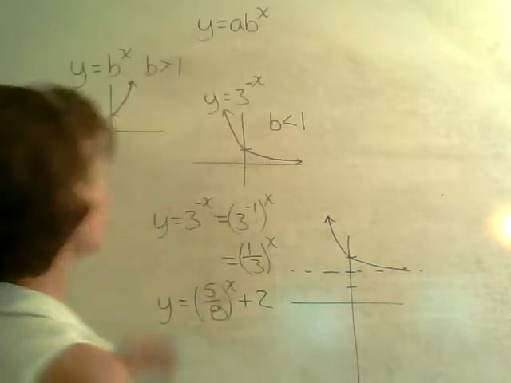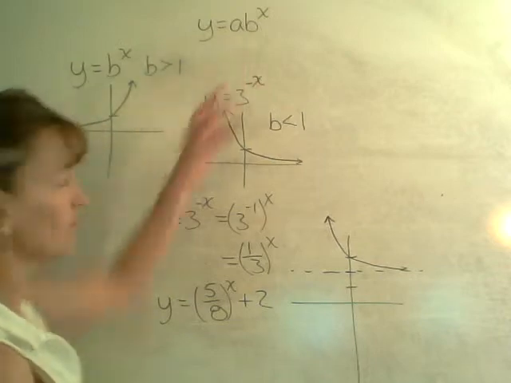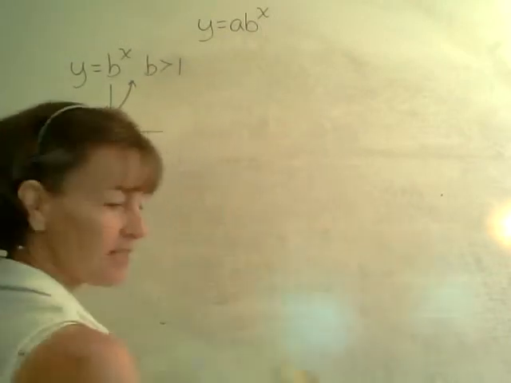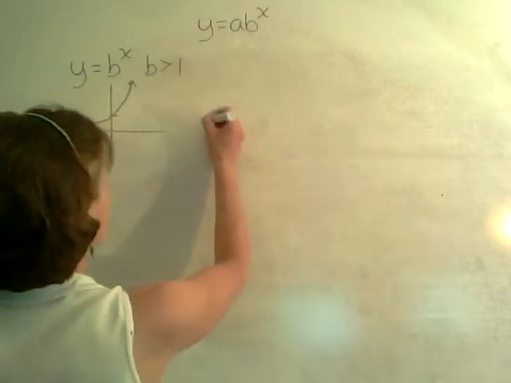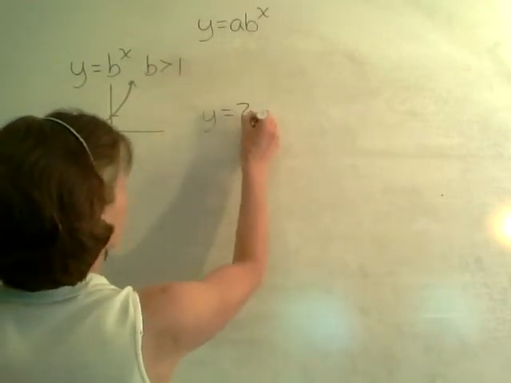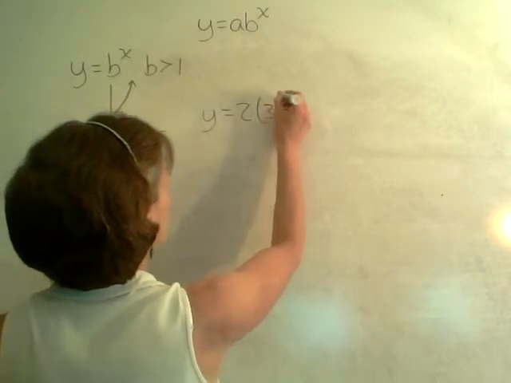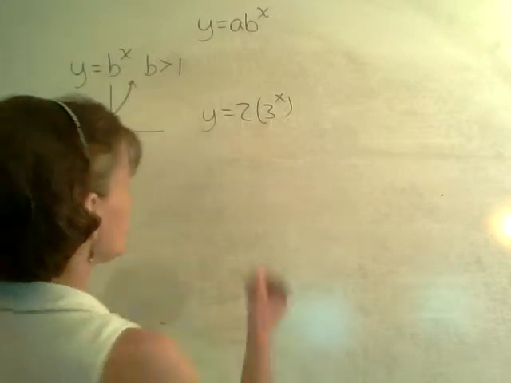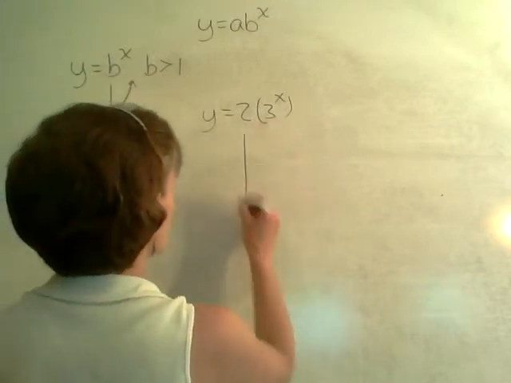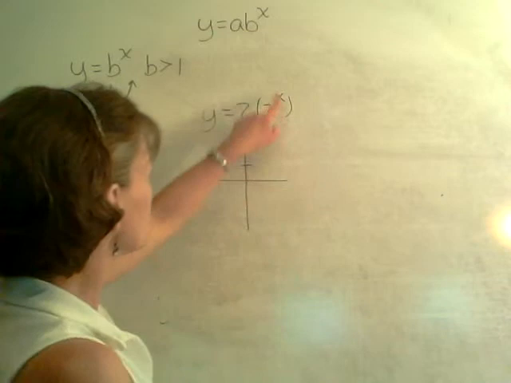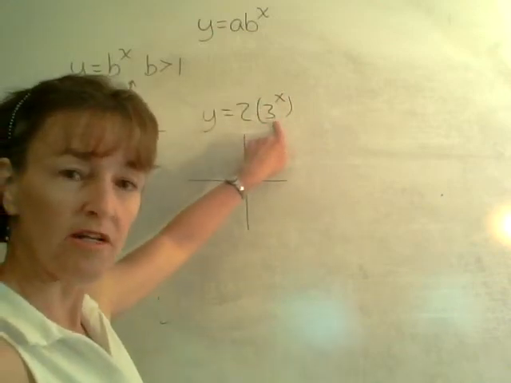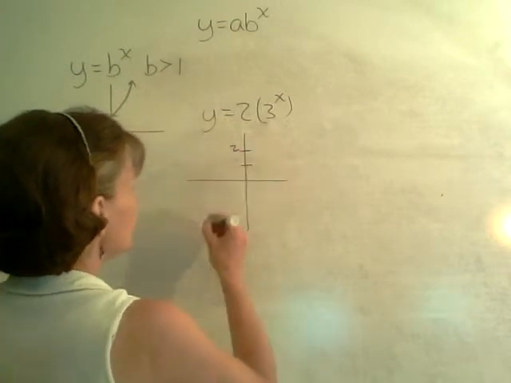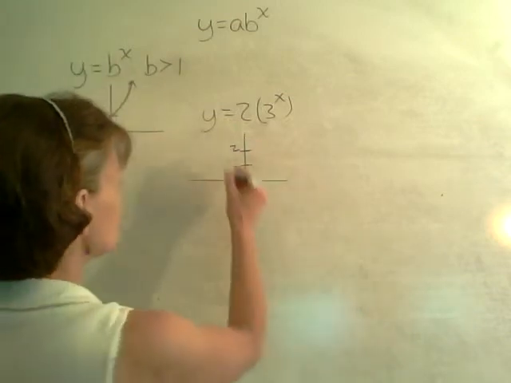All right, so let's briefly talk about what happens when a is not 1. Well, when a is not 1, then it's very easy. Let's suppose that a is 2. So let's say we have y equals 2 times 3 to the x. So we have a as something other than 1. Well, what happens when x is 0? When x is 0, remember, 3 to the 0 is 1. But what is 1 times 2? Well, it's 2. And nothing else is really going to change.